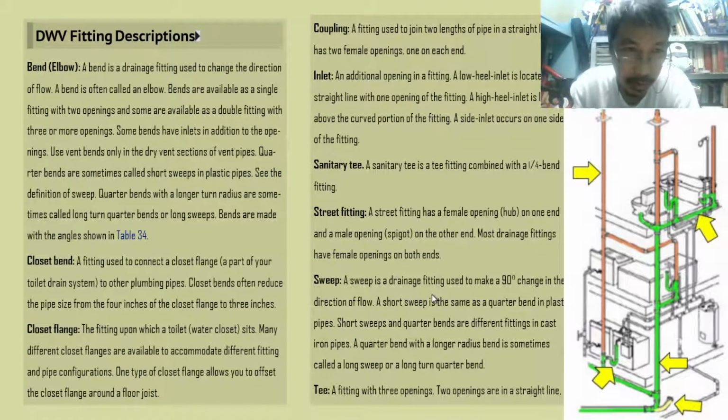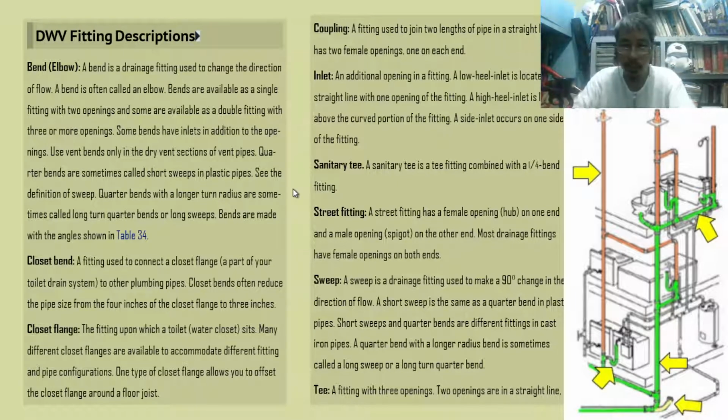How can we describe the fittings? For example, elbow or bend. Bends are used to change direction. They are available as single fittings, with two openings. They are available also as double fittings, with 3 or more openings. So that is what we mean by single or double. Some bends have inlets in addition to the openings. Use bent bends only in the dry bend section of bent pipes.